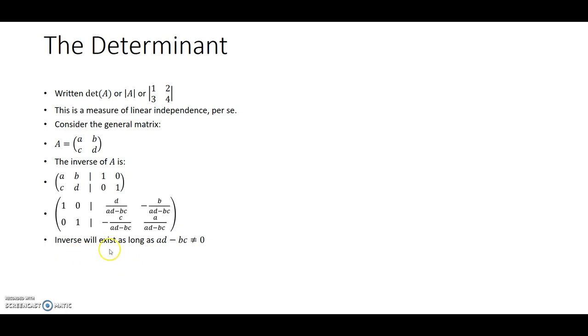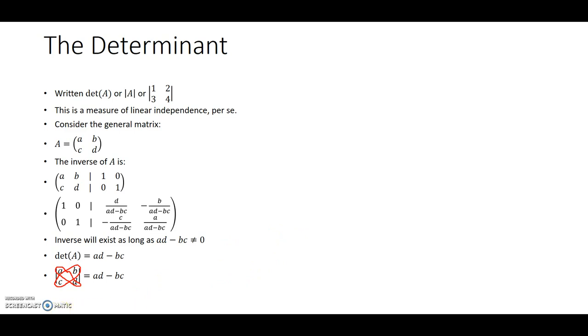So the inverse will exist as long as that denominator is not equal to 0. And guess what? That's what we say to be the determinant of A. This quantity, this denominator, determines whether an inverse will exist, and it will only exist if AD minus BC is not equal to 0. So we can also write that the determinant of ABCD is AD minus BC. Now, to give you kind of a visual of this geometry, it's kind of cool. AD is the product of the diagonals from top left to bottom right. BC is the product of the other diagonal. AD minus BC is the product of those minus the product of those.